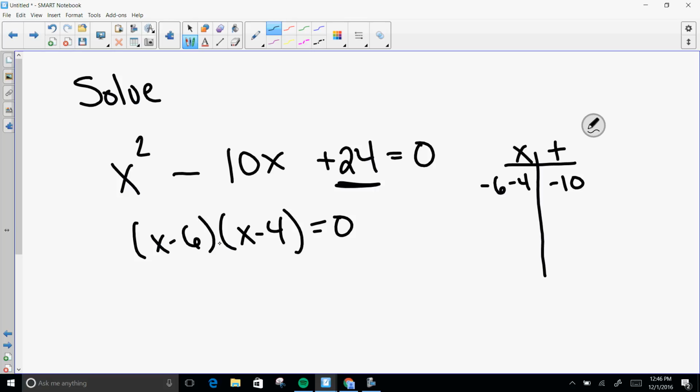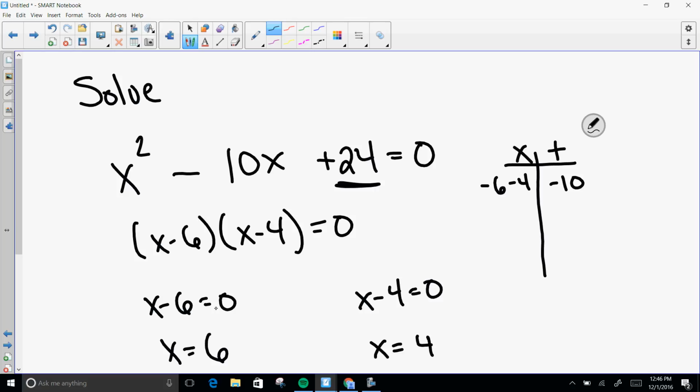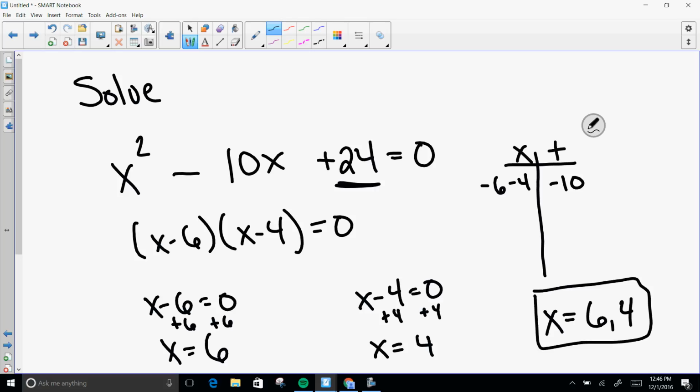Now, once I have them multiplied together as factors, I set each factor equal to 0, so that whenever I multiply, if x minus 6 ends up being 0, then everything on the left side will end up being 0. So now I solve this equation, and I get x equals 6, and I solve this equation, and I get x equals 4. The reason I get that is because I have to add this 6 to both sides, and I get x equals 6. I have to add this 4 to both sides, and I get x equals 4. So my answer is x equals 6 and 4. And that would be your two answers.